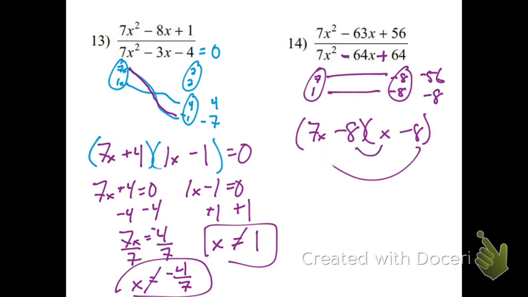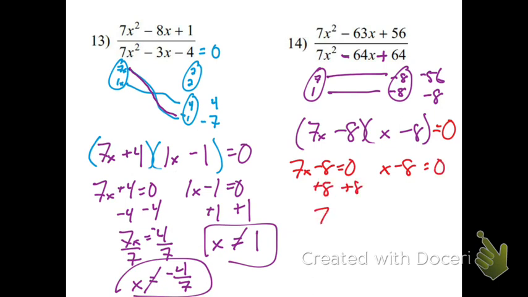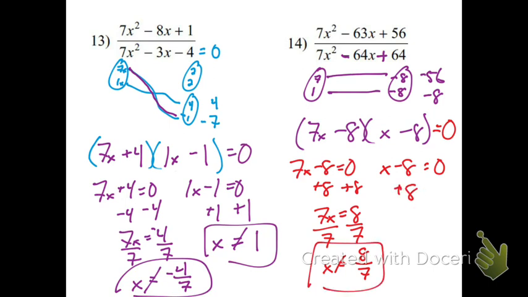So now that I have that, let me erase those lines now. If you still need them, great. That means you're showing work and not just using Photomath. So now, since we're setting this equal to 0, I'm setting 7x minus 8 equal to 0. I'm setting x minus 8 equal to 0. I'm adding 8 to both sides. So 7x equals 8. Divide both sides by 7. X equals 8/7. However, this is a restricted value. That's one thing that x cannot equal. So then we add 8 to both sides here and here. I get x equals 8, but once again, that's an excluded value.